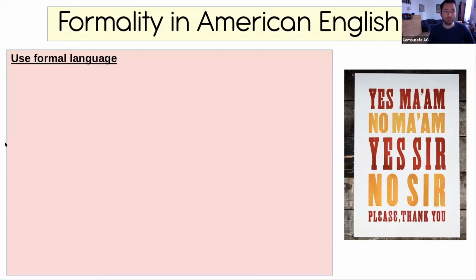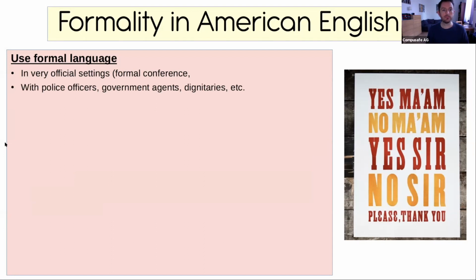So let's take a look at that. We use formal language in American English, and really this is for British English too, you could say, for the most part, in very official settings. So like a formal conference and things like that. If you have a formal conference or a very, very highly important business meeting, use formal language with police officers, government agents, dignitaries, so Würdenträger, and so on.